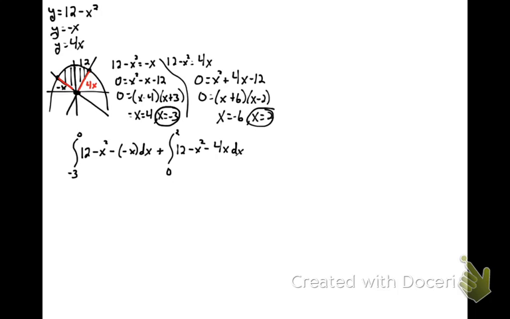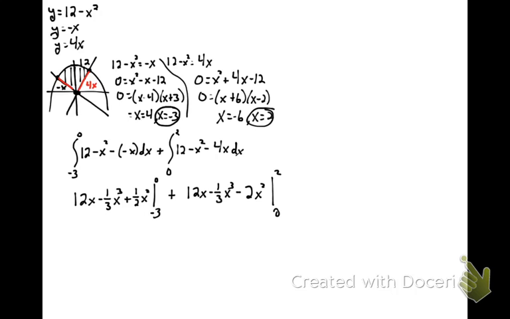And when I integrate these two things, I end up with 12x minus 1/3 x cubed. Since that would be plus x, when I integrate that, that'll be 1/2 x squared from -3 to 0. And I'll add to that what I get. So let's see, 12x minus 1/3 x cubed minus 4x, so that would have been minus 2x squared. This one is from 0 to 2.